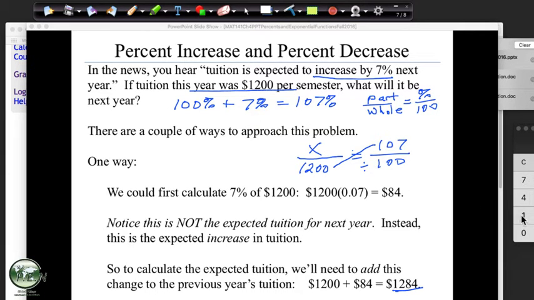Okay, so let's clear this. 107 times 1,200, and then we divide it by 100. And we get 1,284, which is what they got by going through it. They found the 7%, which was 84, and added it on. But this is a lot easier. 1,200 plus 84, I guess that wasn't too hard.